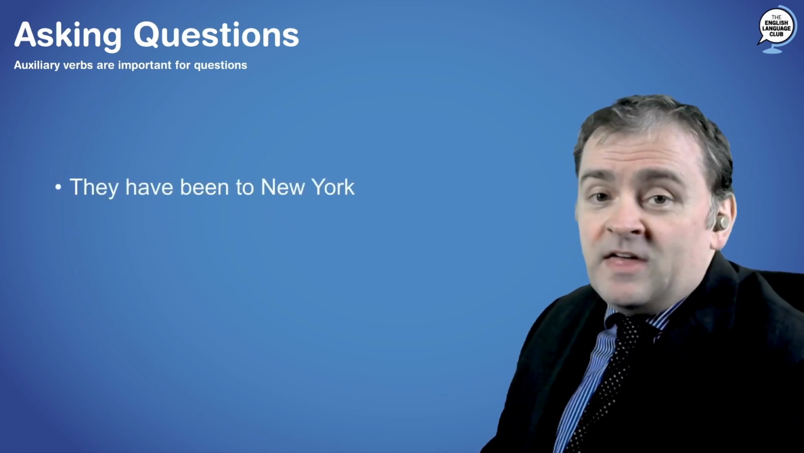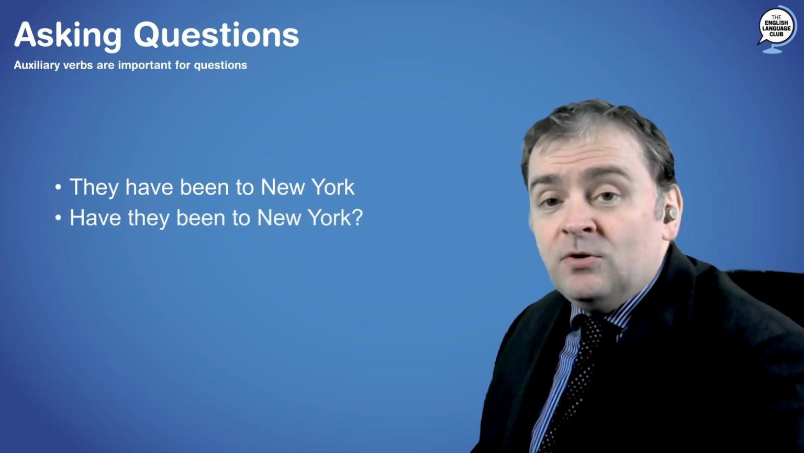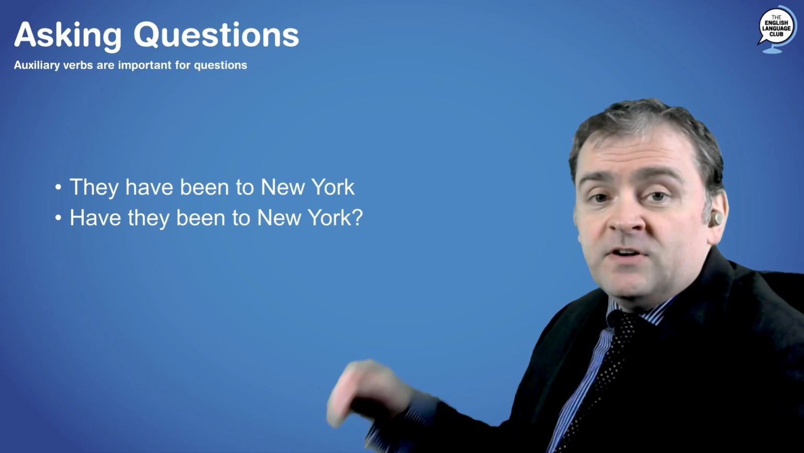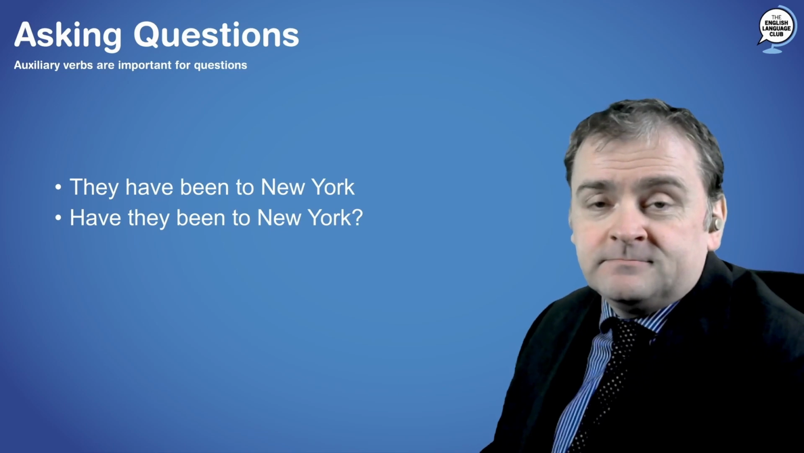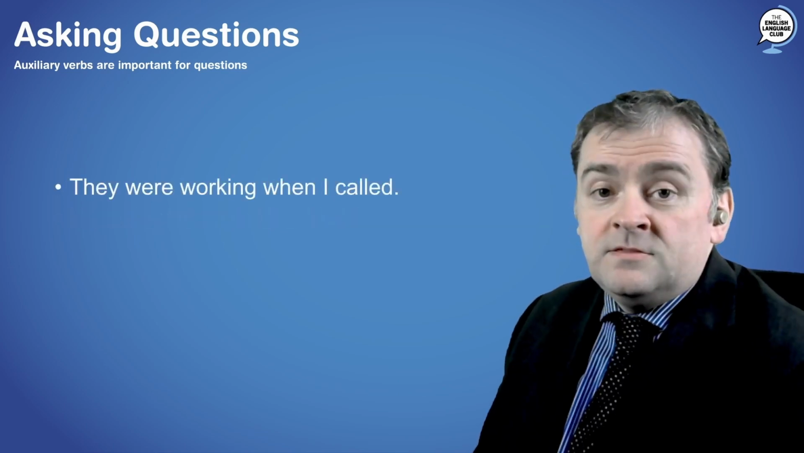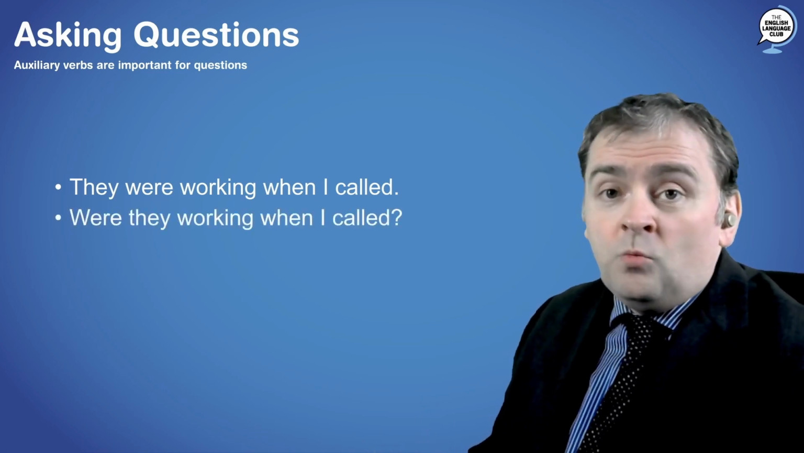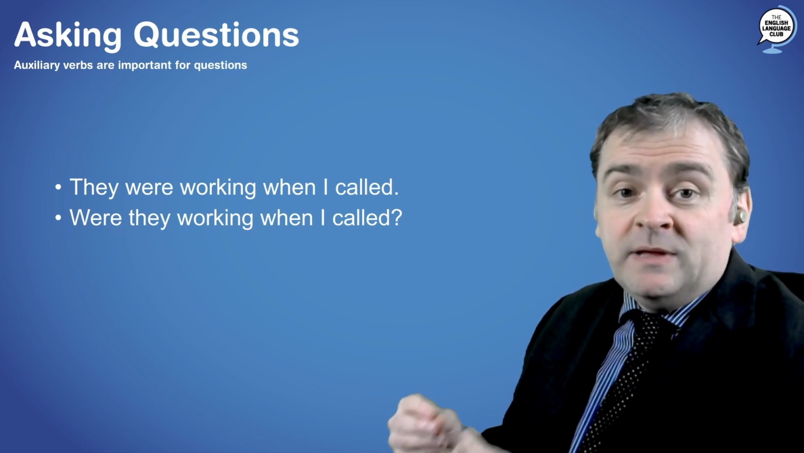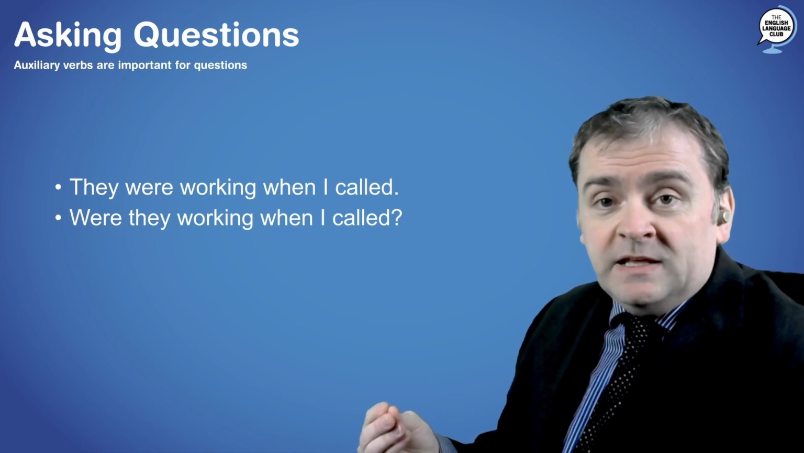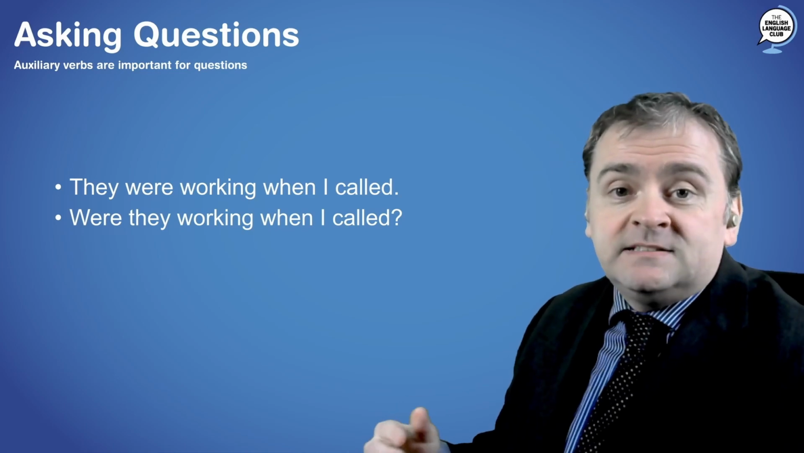Let's look at a couple more examples. They have been to New York. As a question, that would be, have they been to New York? The auxiliary verb is have, which means it's the perfect tense. They were working when I called. As a question, that would be, were they working when I called? Here, the auxiliary verb is were, which is the past form of be, so we know the tense is continuous again, but this time it's past continuous.